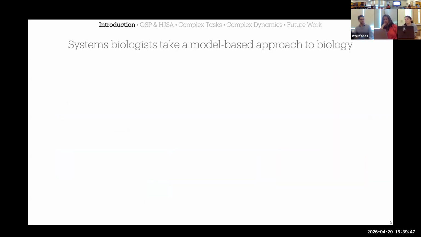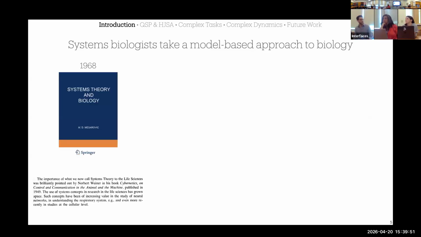Okay, so where does this come into play with biology? It turns out, many decades ago, probably most of the people in this room have heard of the term systems biology. What most people probably don't know is that the term came out of the control engineering community.